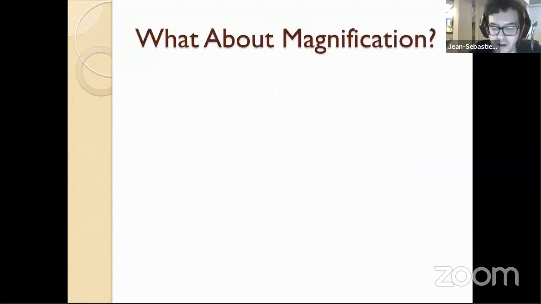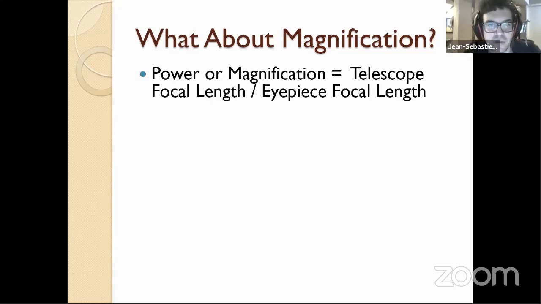Magnification. Often you see telescopes being sold with high magnification numbers on them, and we're going to dive a bit here into what exactly magnification is and what's important about that. The power, the magnification of a telescope, you can calculate by dividing the focal length by the eyepiece. Your telescope is mostly always a fixed focal length, and you change the magnification by changing the eyepiece that you insert into your telescope. And that determines the magnification.